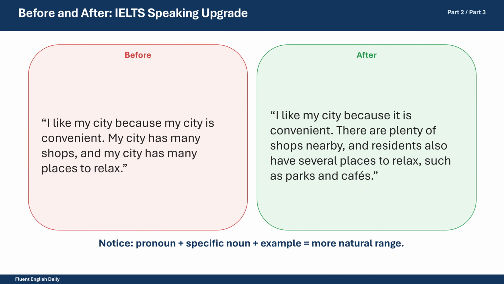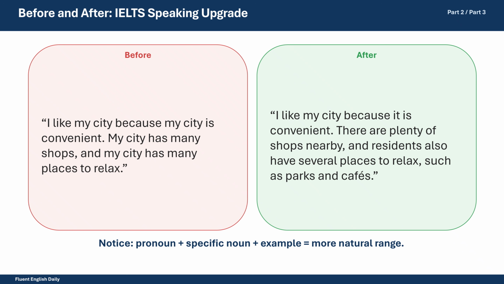Let's compare two IELTS speaking answers. The first version is, I like my city because my city is convenient. My city has many shops, and my city has many places to relax. The phrase, my city, is repeated 4 times. Now listen to the improved version. I like my city because it is convenient. There are plenty of shops nearby, and residents also have several places to relax, such as parks and cafes.